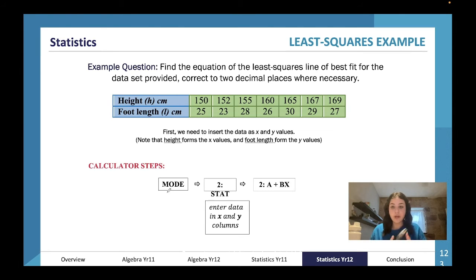Okay, so we're going to add in our heights first. 150, 152, 155, 160, 165, 167, 169. Move our cursor over to Y, to the top of Y. 25, 23, 28, 26, 30, 29, 27. We added all of that in. Just hit AC or on. Now we enter our data.